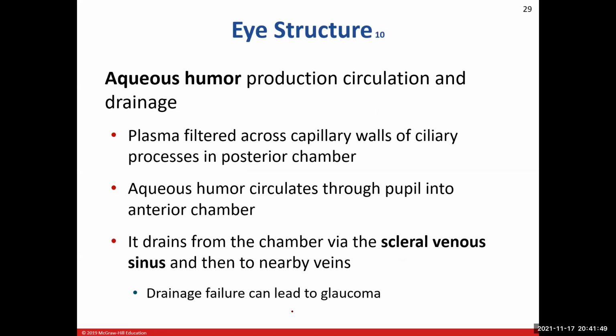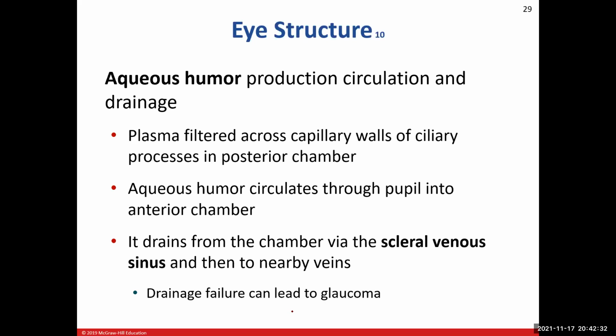You remember we were talking about that second tunic, the vascular tunic, and we found out we had the ciliary processes located in the posterior chamber. The aqueous humor gets produced from the capillaries inside the ciliary processes. We've seen that kind of before, like how we talked about the cerebral spinal fluid being produced by the ependymal cells, filtering out the capillaries. Well, the aqueous humor is filtered out by the capillaries in the ciliary processes. That creates the aqueous humor, and so it gets produced in the posterior chamber.